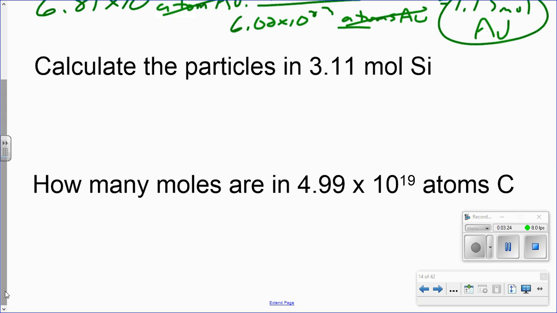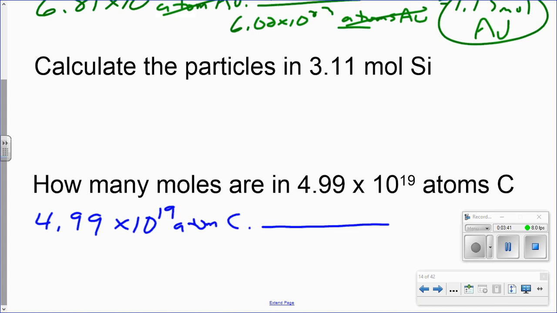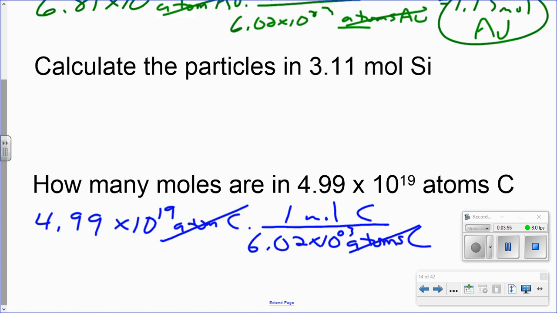Let's jump down here. Okay. So again, now we have how many moles of 4.99 times 10 to the 19th atoms of carbon. So write down what you know. You know you have 4.99 times 10 to the 19th atoms of carbon. Now, I have atoms here. I better put atoms down here. I'll ask over and over again, what number is associated with atoms, molecules, or ions? And that number is Avogadro's number, which is 6.02 times 10 to the 23rd, and that's equal to 1 mole of carbon.